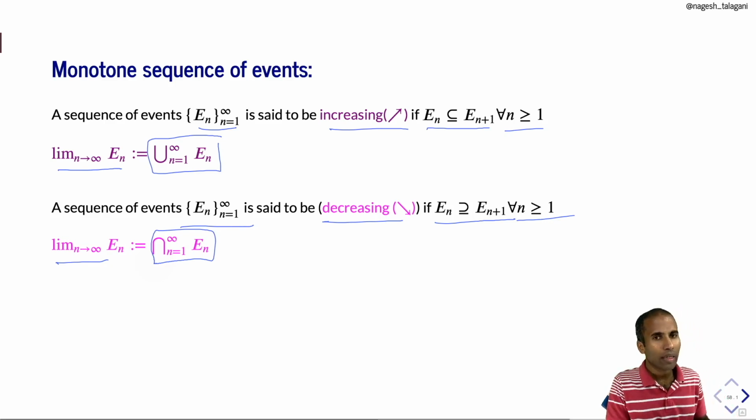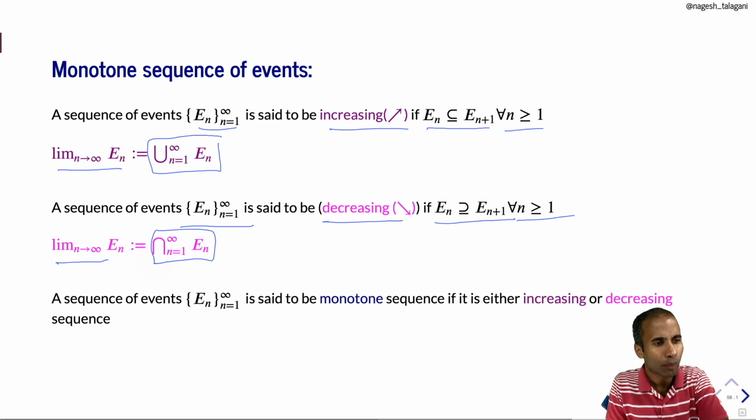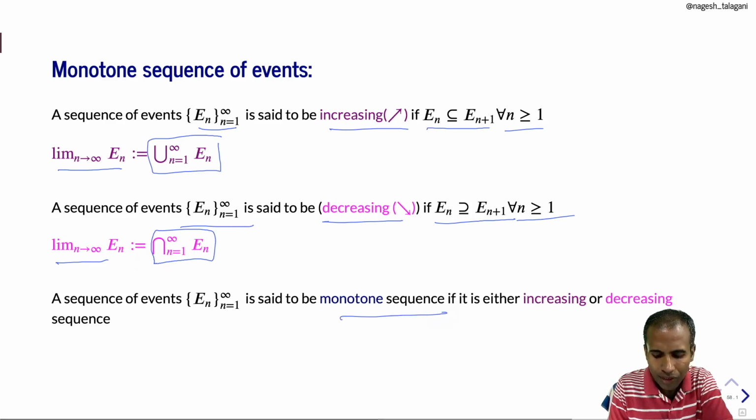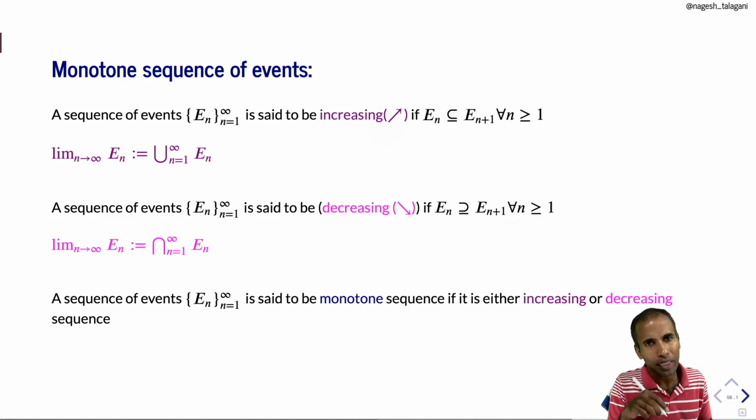Now, a sequence of events is said to be a monotone sequence if it is either increasing or decreasing. Okay, either this type or this type. Such a sequence of events is called a monotone sequence of events. Now let me give two examples, one of each type.